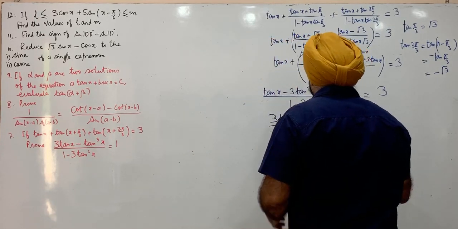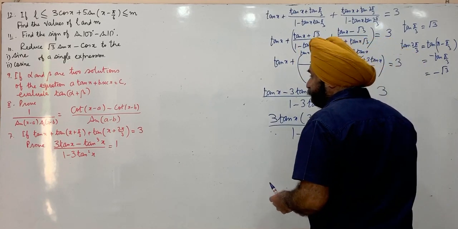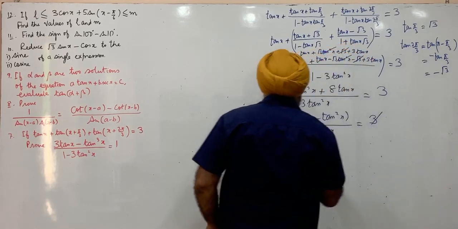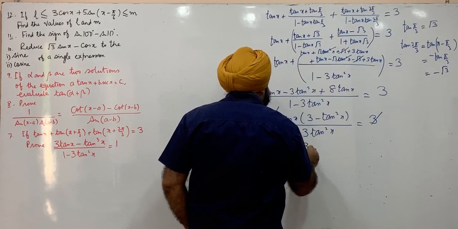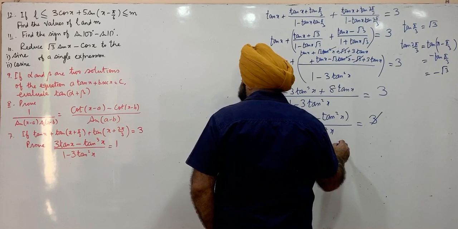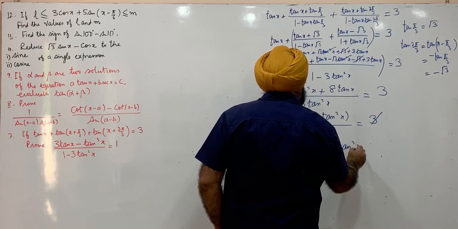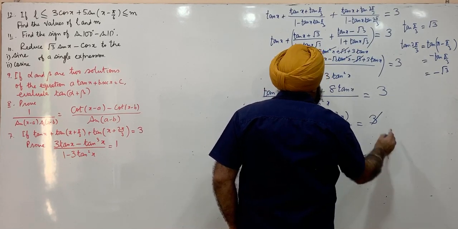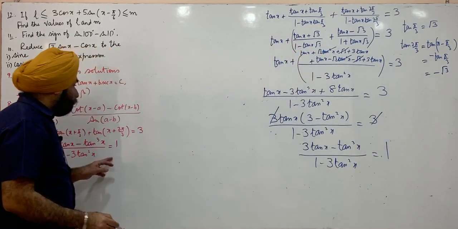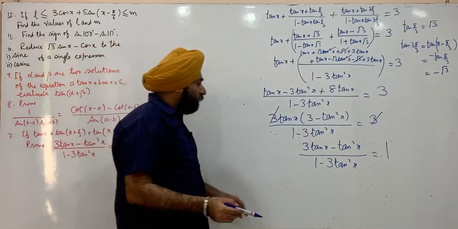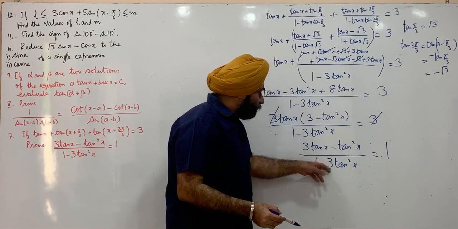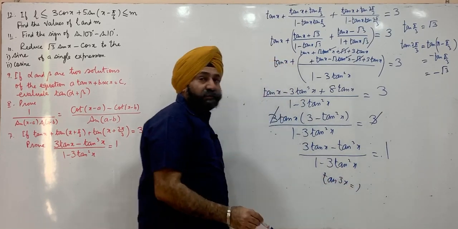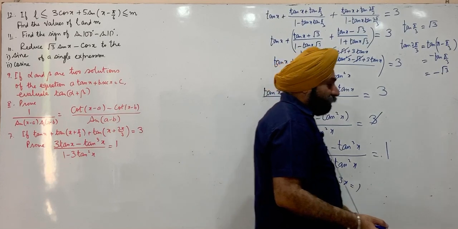We have to prove 3 tan x. So this 3 will cancel out and we have tan x into 3, that is 3 tan x minus tan cube of x upon 1 minus 3 tan square of x. This is equal to 1. This is what we want to do. We'll learn in a later lecture that this is tan of 3x. So you can say tan of 3x is equal to 1.